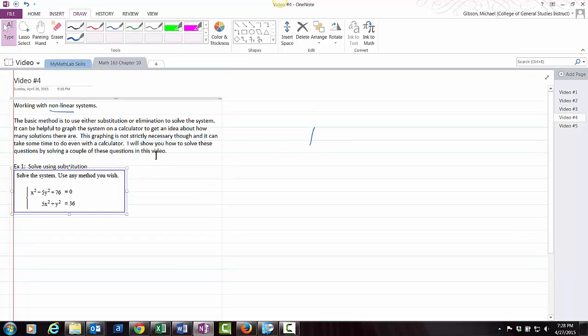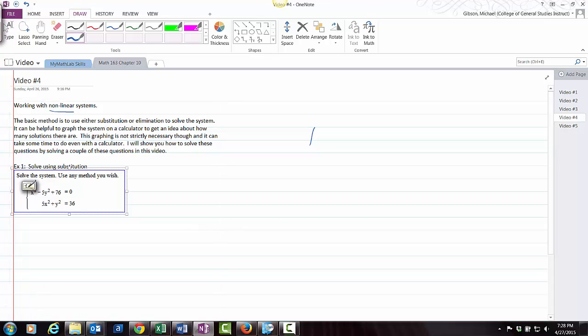In general, though, you do need to be careful with these because there can be anywhere from no solutions. There can be 1, 2, 3, or 4 solutions to these. Okay, so you have to be careful. All right, so let's have a look and see how this works.